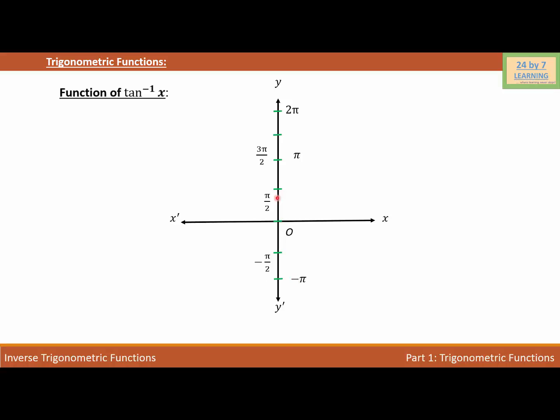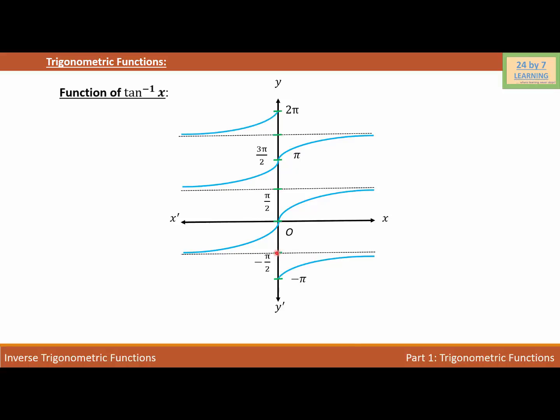Now I'm going to draw a horizontal line at pi over 2, and then at 3 pi over 2, and below over here at negative pi over 2. So as you can see, my horizontal lines are at the multiples of pi over 2. So now it's time for us to graph the tangent inverse function. If we graph the tangent inverse function, we will get this kind of graph.